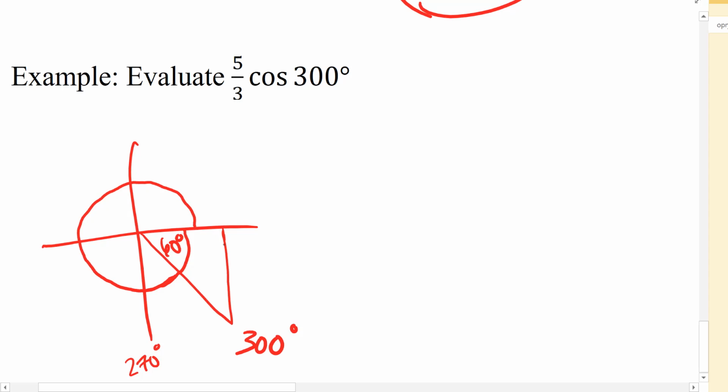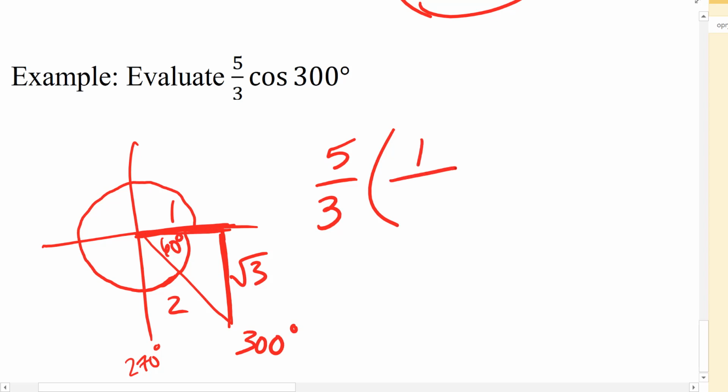All right, so now this is my 30, 60, 90 triangle. This is 1, 2, square root of 3. It's in the fourth quadrant. In the fourth quadrant, the x-coordinate is positive, the y-coordinate is negative. Cosine is adjacent over hypotenuse. So 5/3 times cosine 300 is going to be adjacent, which is 1, and it's positive because the x is positive there, and then over hypotenuse, which is 2, and hypotenuse is always positive. So this is going to be 5/6.